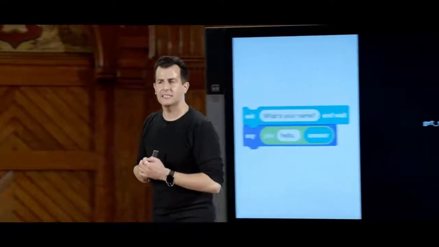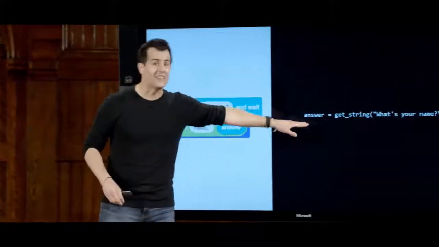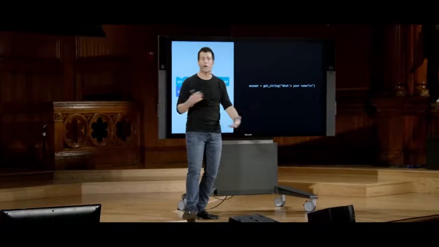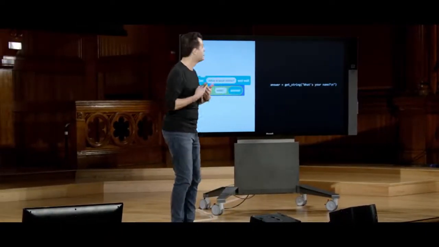Now, once I ask the user for their name by way of this get_string function, I need to do something with it. And in C, the way you do this is you literally give yourself a variable, which is a piece of storage for a value. And I'm going to go ahead and call it answer, just like Scratch did. But in C, I can call this anything I want. I could call it x, y, z. None of those are very descriptive. So I'm going to call it answer instead. You can use any word.